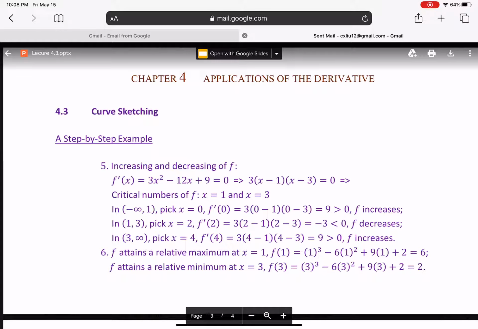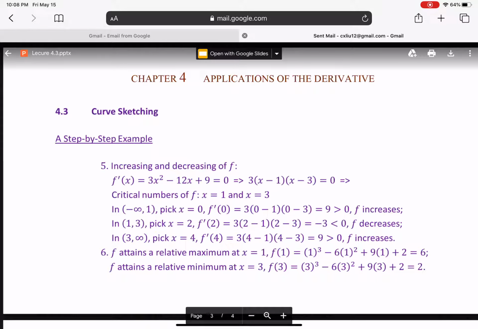In the region from 3 to infinity, we can pick 4 for x and plug into f prime to get f prime of 4 equal to 3 times (4 minus 1) times (4 minus 3), so we got 9 again. So that's positive. f increases again. So from step 5, we know the function attains a relative maximum at x equal to 1. From negative infinity to 1, the function increases, and from 1 to 3, f decreases.